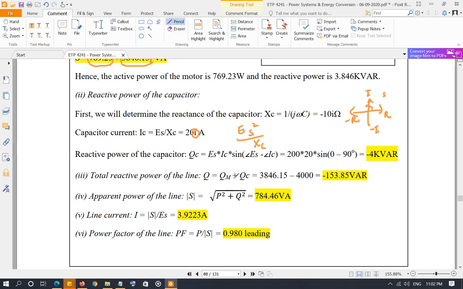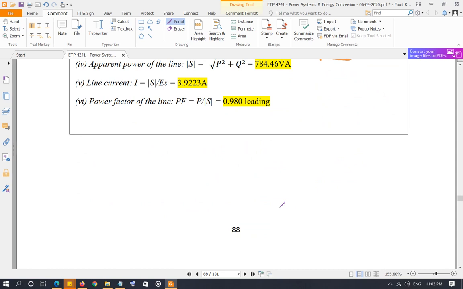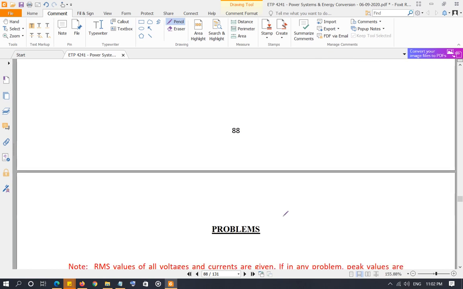Total reactive power of the line, you add the capacitor reactive power and the motor reactive power. It is negative, that means your system reactance is mostly capacitive. Apparent power of the line, like we calculated last time, and line current and the power factor. Again, the power factor will be leading, 98% leading, because your Q is negative, that means your load is a capacitive load. And I'm assuming this will finish the chapter.